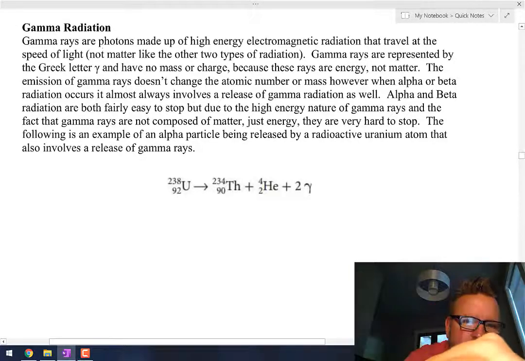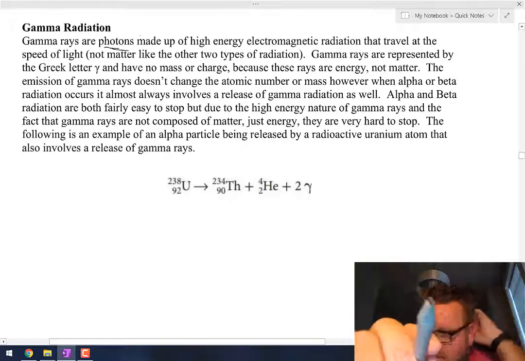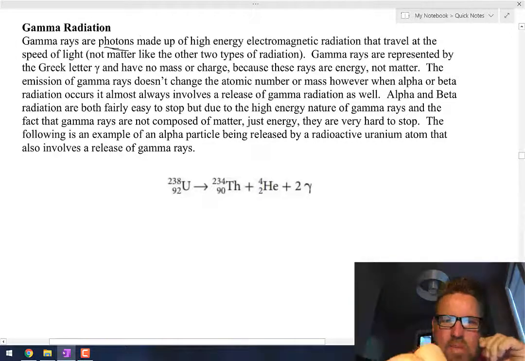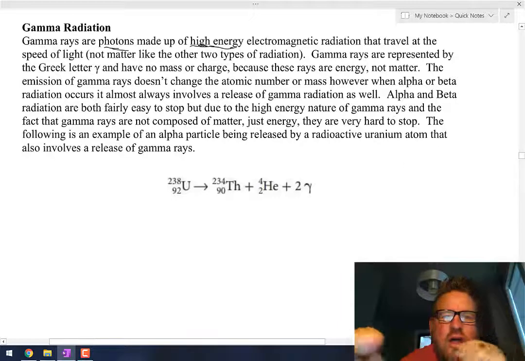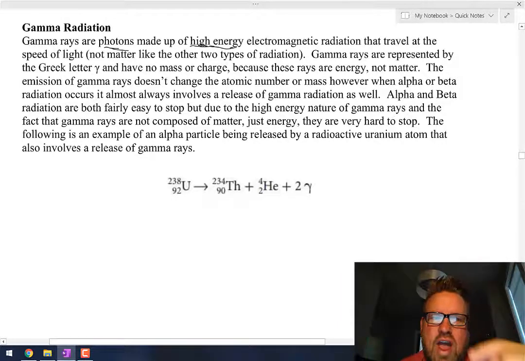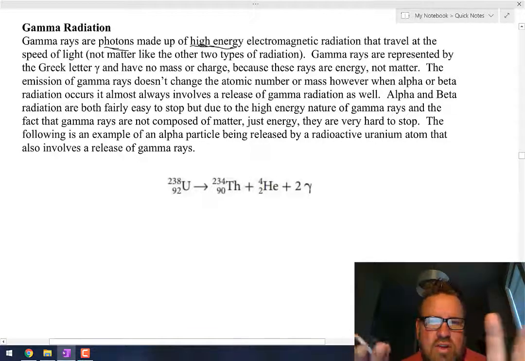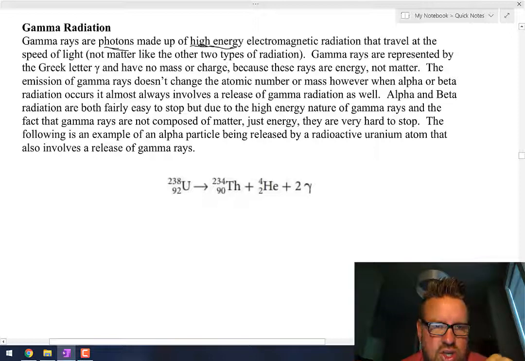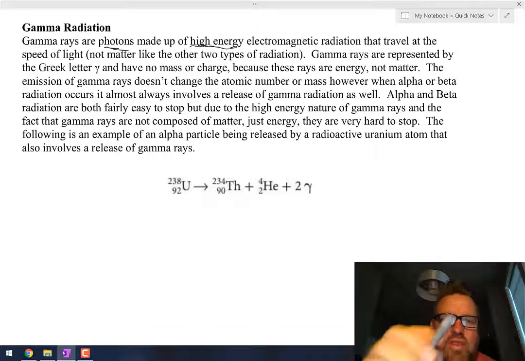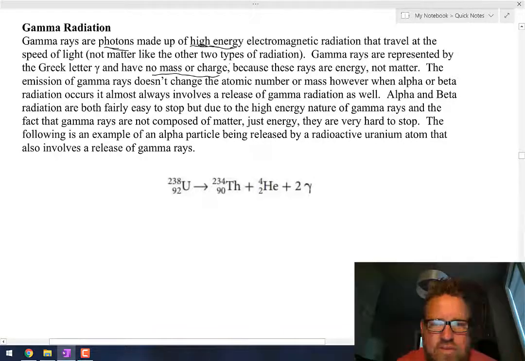Gamma rays are what are called photons, and we'll talk about that here in a couple days. They're made up of high energy electromagnetic radiation. They do travel at the speed of light because it's just energy. The other two particles are actually matter: alpha particles, beta particles. Alpha particles are helium atoms with no electrons. Beta particles are nothing more than electrons. This isn't either of those two. This isn't matter. This is energy, and it's very, very dangerous. They don't have a mass because it's just energy. They don't have a charge.